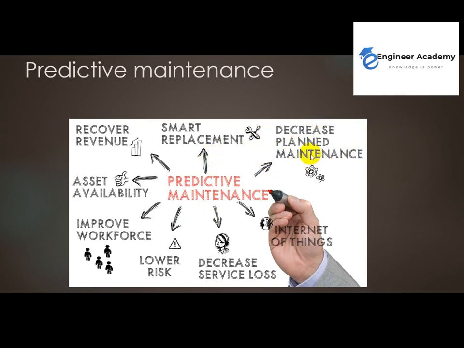decrease planned maintenance, of course, and decrease service loss, lower the risk, improve the workforce, asset availability and reliability, and of course recover revenues, because it increases revenues since you don't need to stop the machine every time to do PM, to do corrective maintenance, or to run to failure. You can detect the failure before it happens, so you have enough time to make your preparation. That's why predictive maintenance is very important, and actually this is the main concept, the main core of our course.